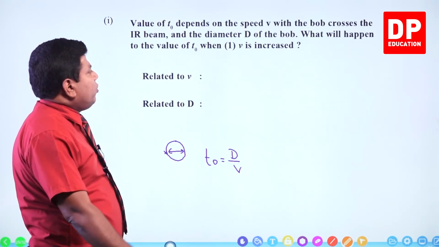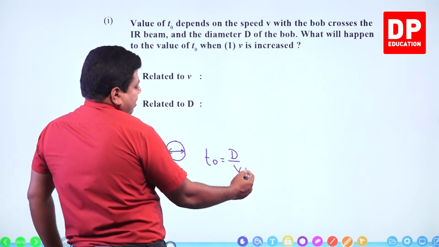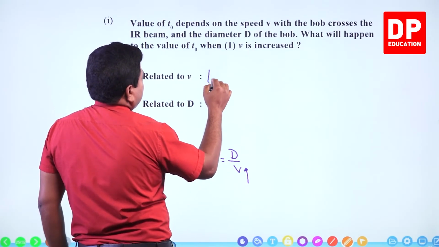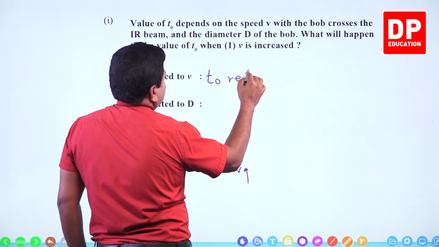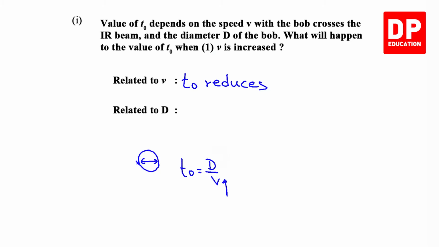What will happen to the value of t naught when v is increased? When v is increased, it will pass quickly, right. So, t naught will reduce. Related to d, when d is increased, t naught also will increase, because you are using a bigger bob, it will take more time to pass that beam. T naught increases.